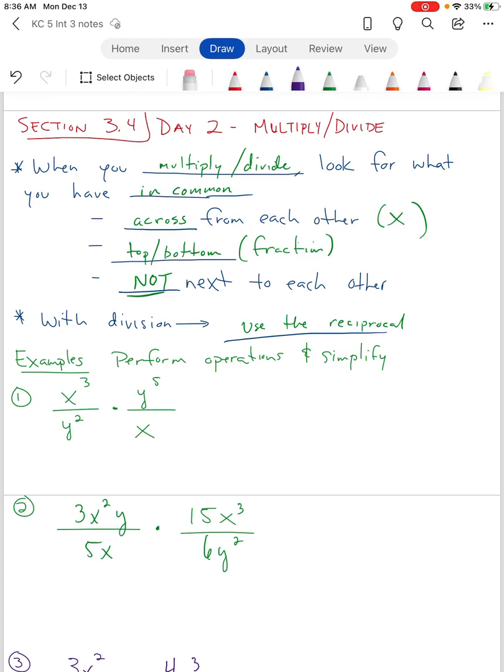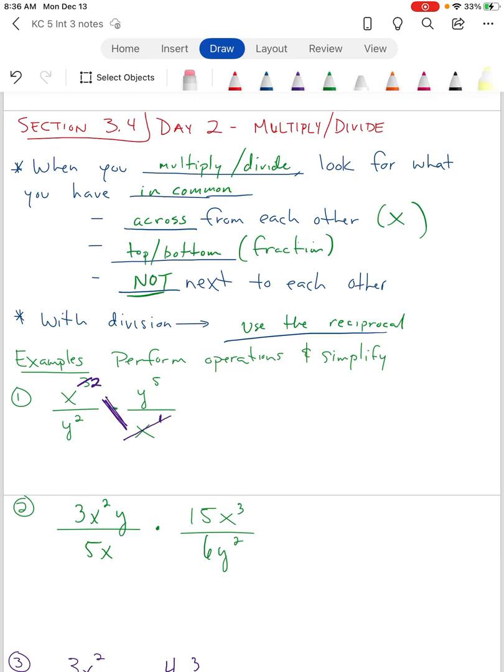Okay, so for our first example, I have x to the third over y squared times y to the fifth over x. So I'm looking across from each other first. And I notice that they both have x. Now the first one has x to the third, and the second one on the bottom has x to the first. So when you are dividing, you could really cancel out the least number of variables that you have. So on the top, I have a 3. On the bottom, I have a 1. So I can cancel out a 1. That's all gone. And this now becomes a 2.